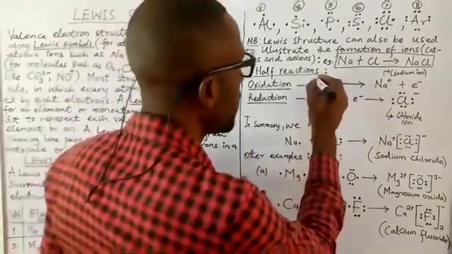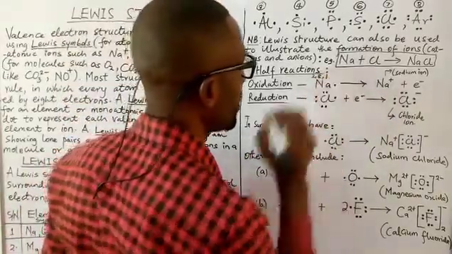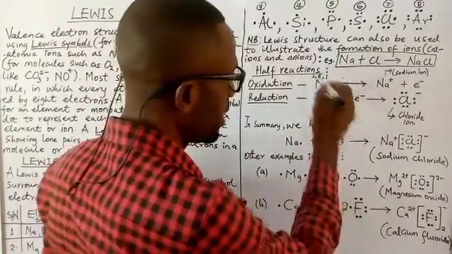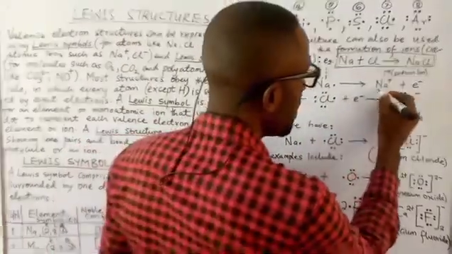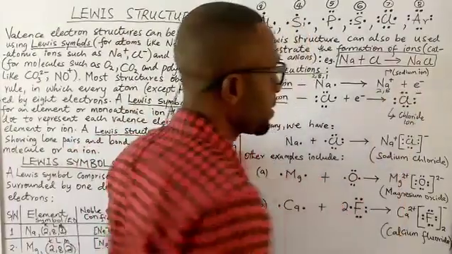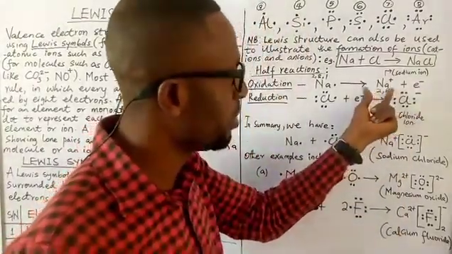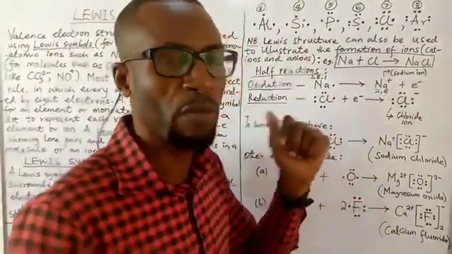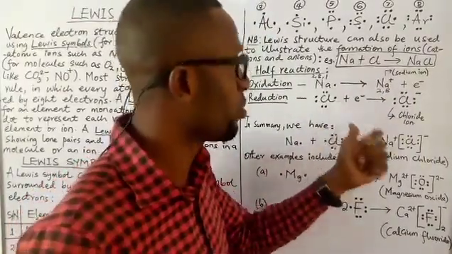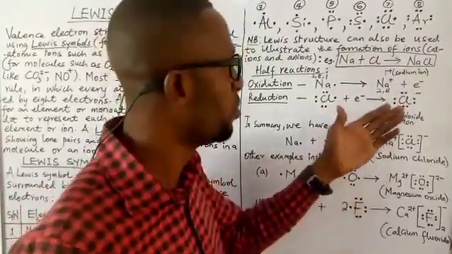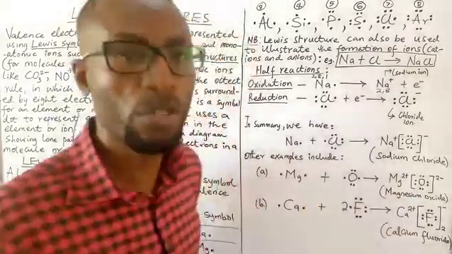So here we had 2, 8, and 1, but it gives out this valence electron, and in this case the electron distribution is now 2, 8. That way it has acquired the noble electronic configuration, or the octet structure.